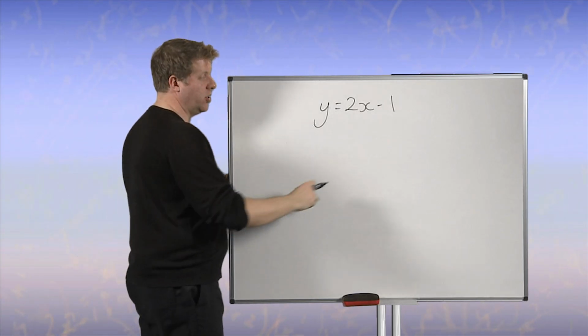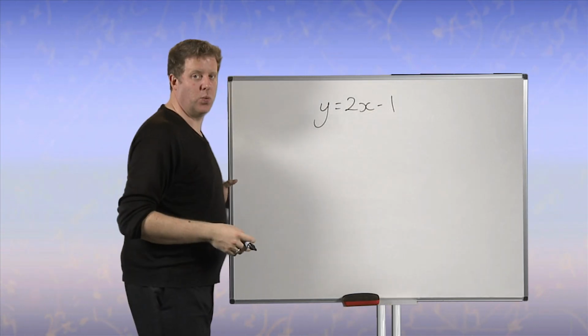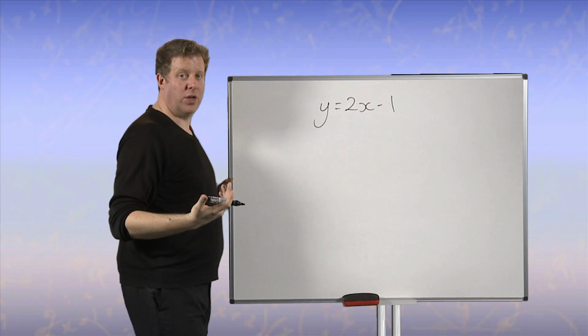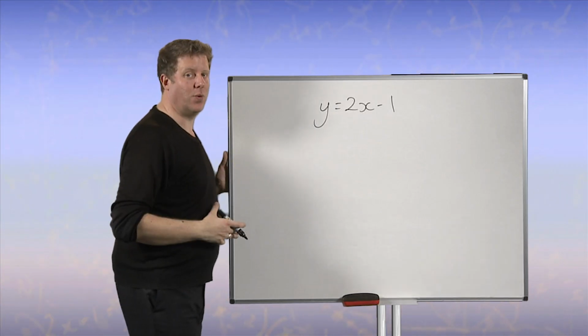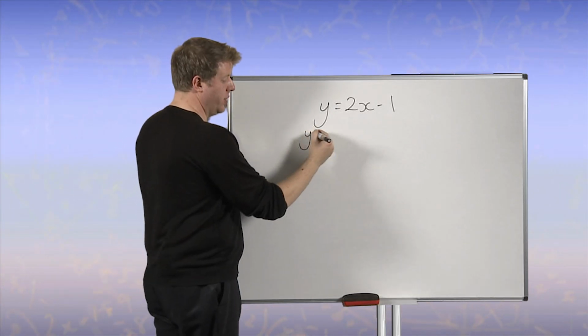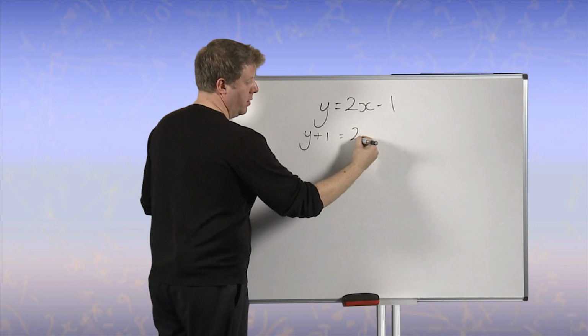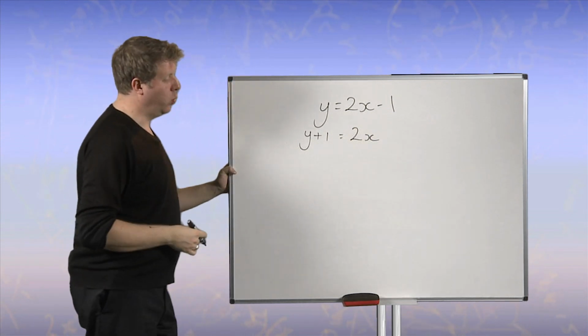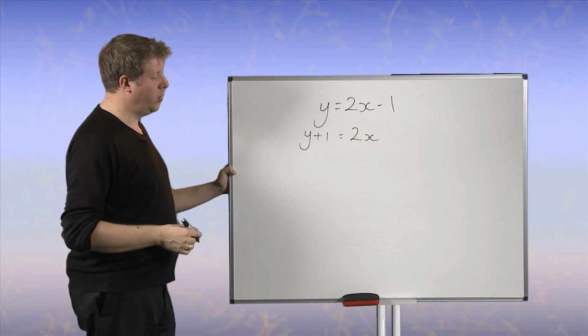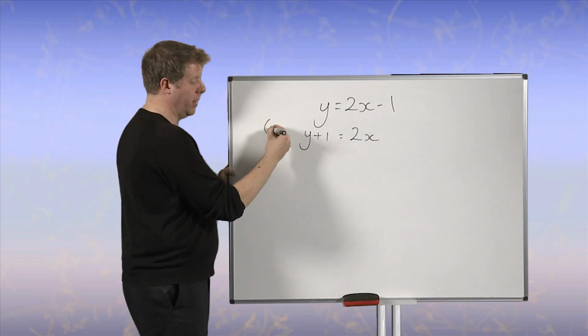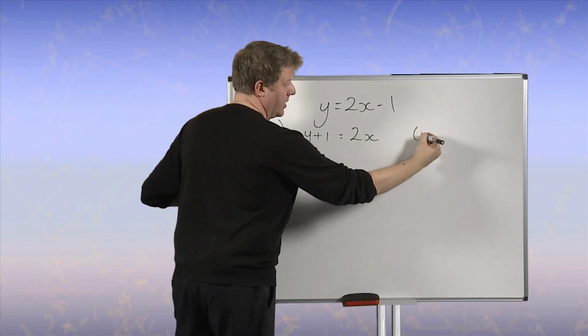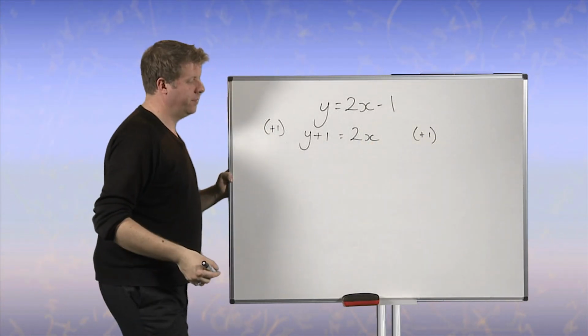So the first thing I'm going to do is get rid of this minus 1. How do I get rid of minus 1? If I do the opposite, I add 1. So adding 1 to both sides gives me y plus 1 equals 2x. So remember, all I've done to both sides is to add 1.